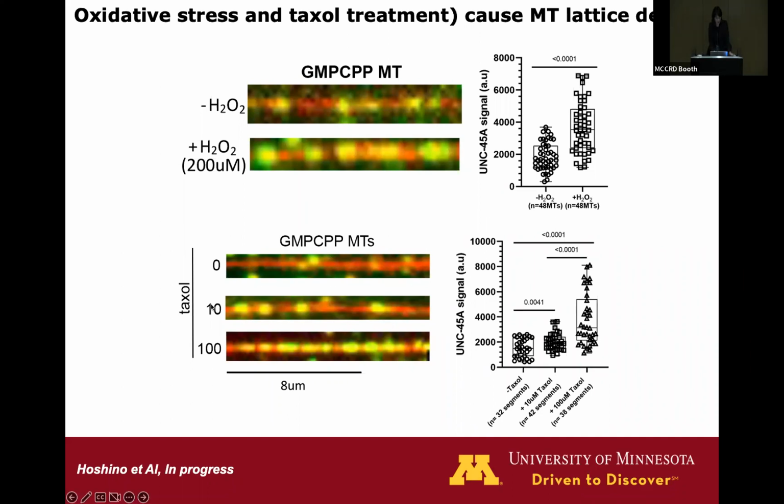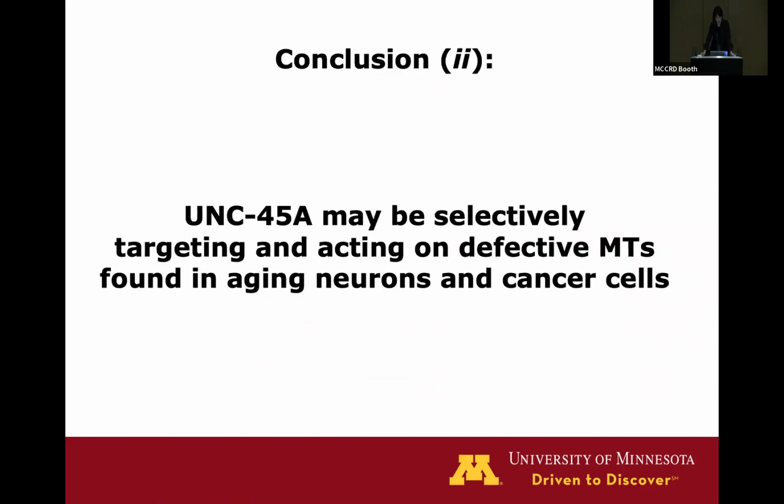But then we add either 10 or 100 nanomolar of taxol, and we see that the signal of ANC45 dramatically increases in those microtubules, suggesting that, again, ANC45 may be binding to defective microtubules that are typical of either curved microtubule, hydrogen peroxide treated microtubule, or taxol microtubules. And that is maybe the initiating factor that ANC45 uses to sever microtubules in absence of ATP.